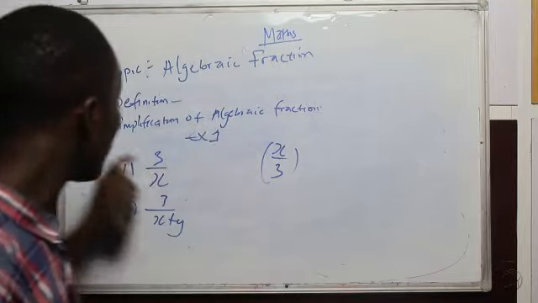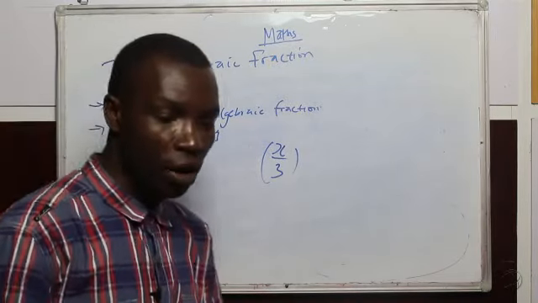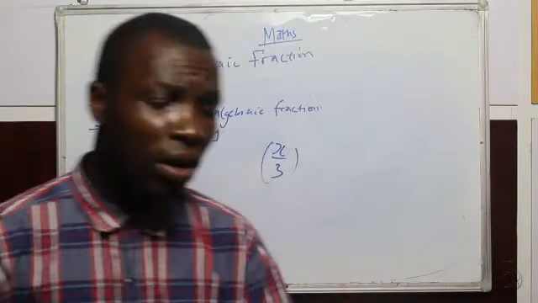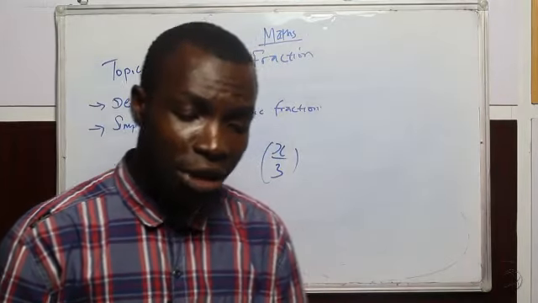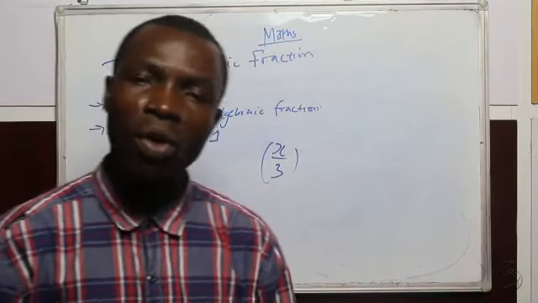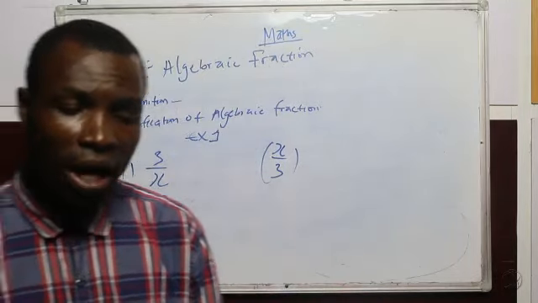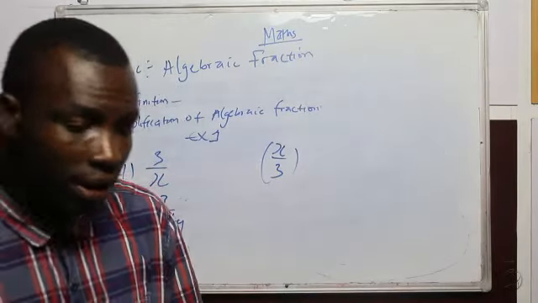Now, I'm going to introduce you to what is called simplification of algebraic fractions. What is simplification of algebraic fractions? Simplification of algebraic fractions means writing them in their reduced form. The process involves finding the LCM of the denominators, then the numerator is factorized and division takes place.